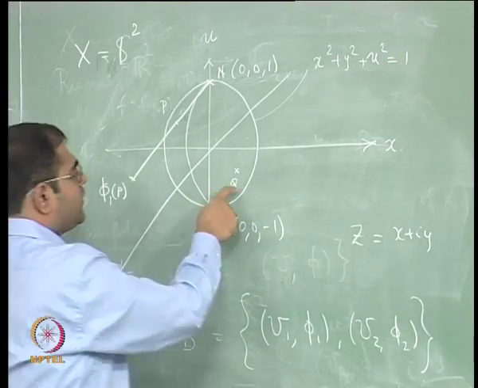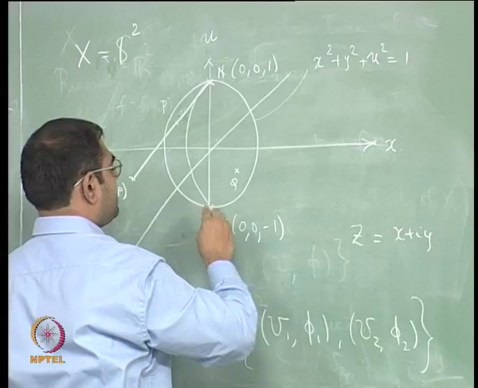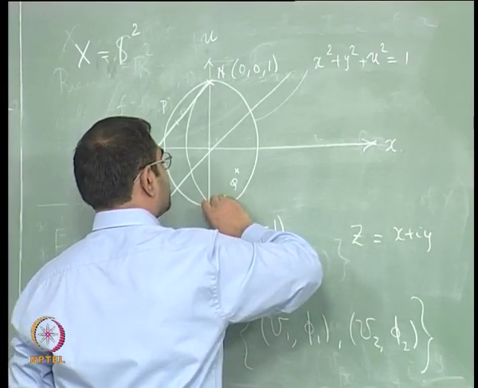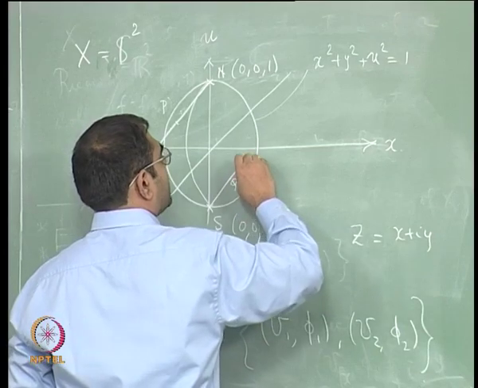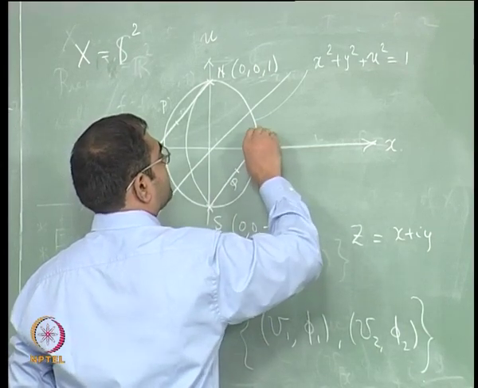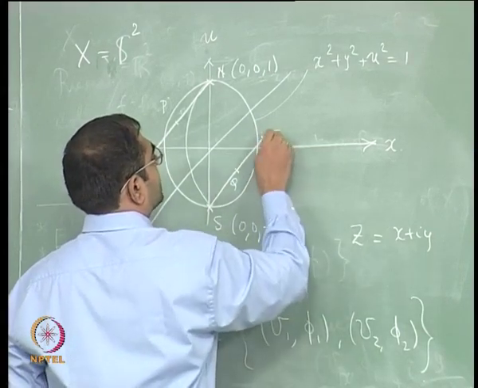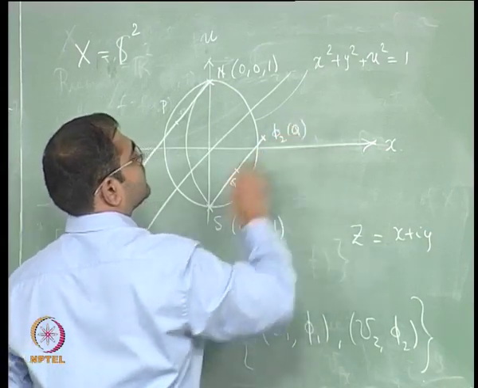So I am taking a point Q with coordinates which satisfy this equation, and what is the stereographic projection? I join the south pole to this point, and it is going to come up and hit the plane somewhere. Okay, and I call that phi2 of Q.